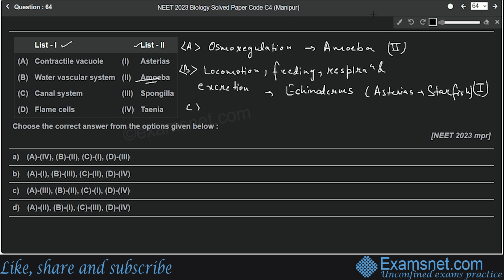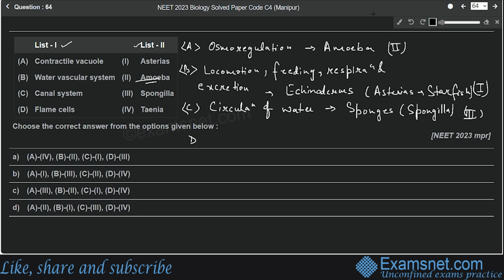Now the third one is canal system. Now canal system helps in the circulation of water for various purposes such as feeding, respiration or excretion. Okay. And it is a characteristic of sponges in general. An example is Spongilla. Therefore, the correct match for C will be number 3.